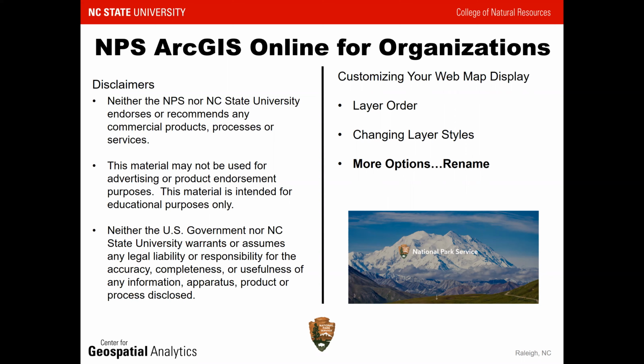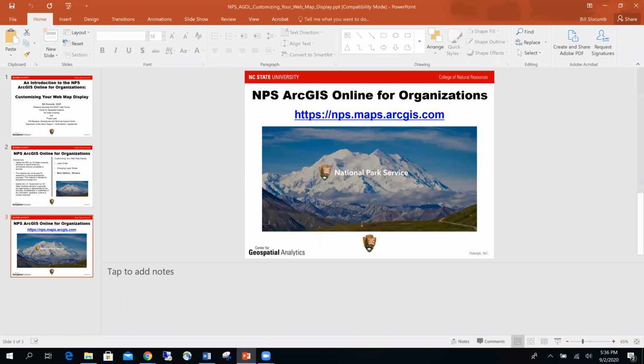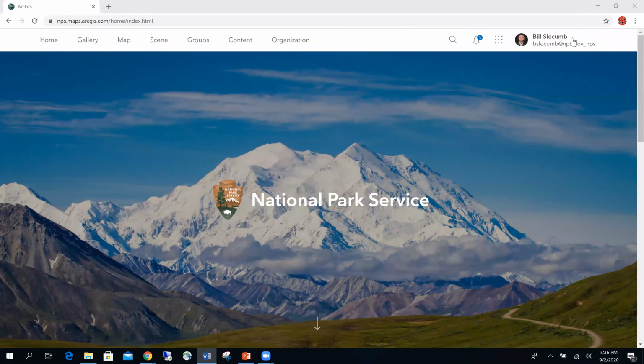Now, as a reminder, how do you get to the National Park Service ArcGIS Online for Organizations website? Open your browser and go to https://nps.mats.arcgis.com. Okay, let's get started. You can see here, I have logged in with my PIV card, just as you would, by going to the website that I mentioned. And I'm going to go into my content.